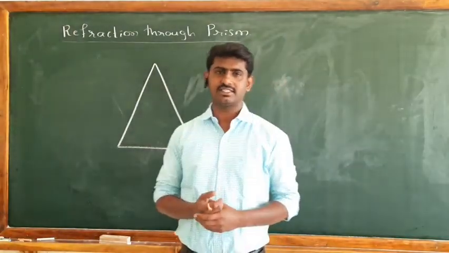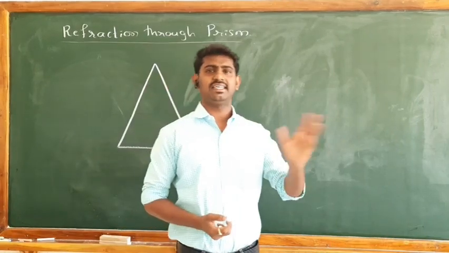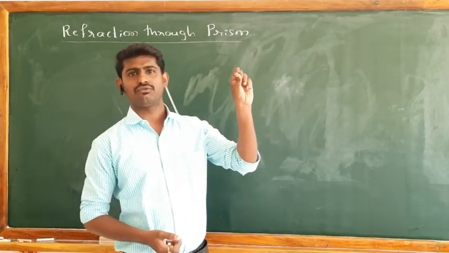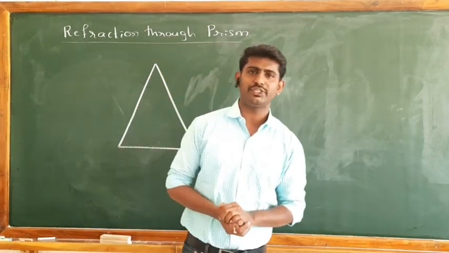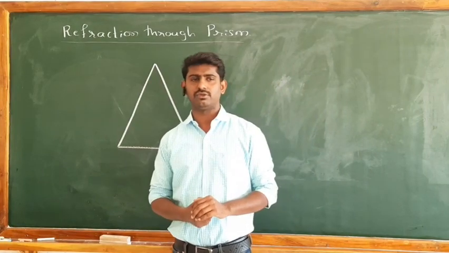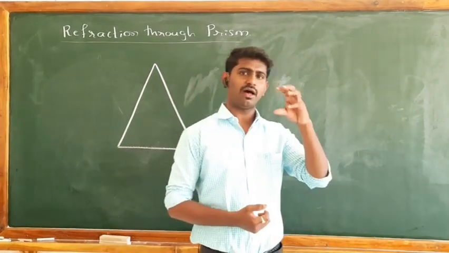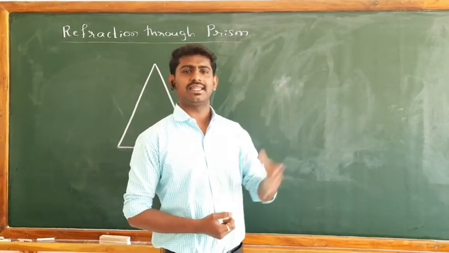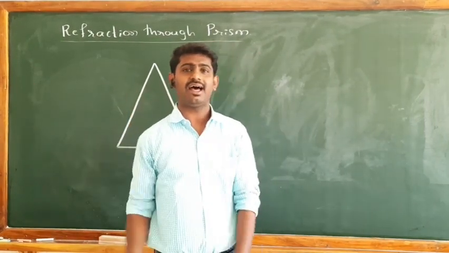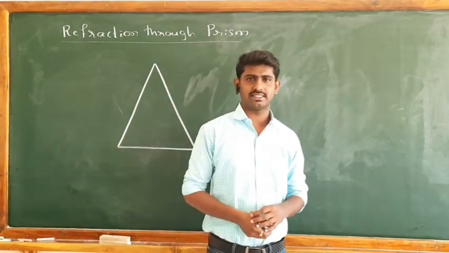In our last class, we discussed the combination of thin lenses, where we got the effective focal length as 1/f = 1/f1 + 1/f2. In terms of power, the power of the combination of lenses will be P = P1 + P2 + P3 and so on, if there are n number of lenses.